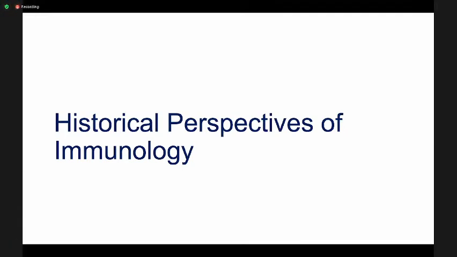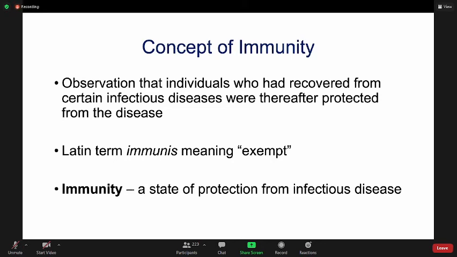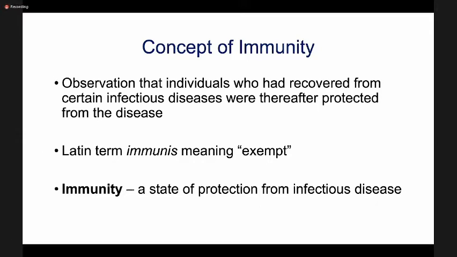So a bit on the historical perspectives of immunology and how the concept of immunity came about. A long time ago, some smart people were able to realize that individuals who had recovered from certain types of infectious disease were later protected from that disease. For example, if there was an outbreak and they had recovered from that particular disease in a previous outbreak, then in a second outbreak, they never developed that disease. And that is how they coined the term immunis, meaning exempt, and that's where the term immunity comes from, which basically describes a state of protection from infectious disease.